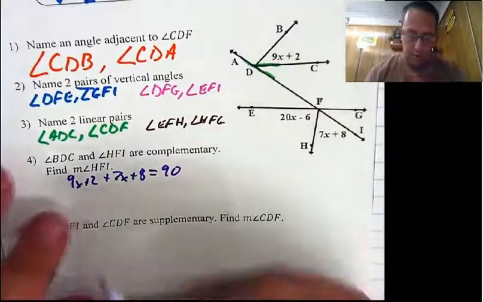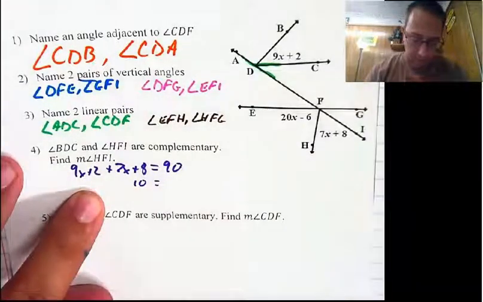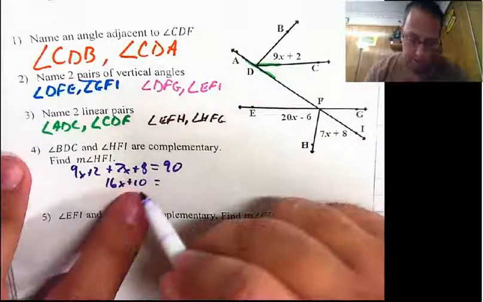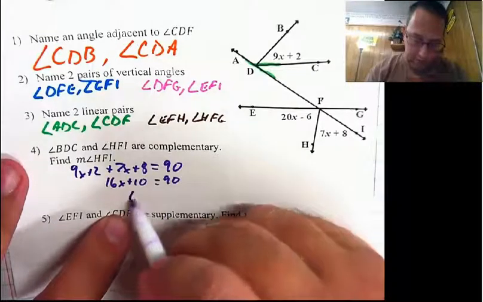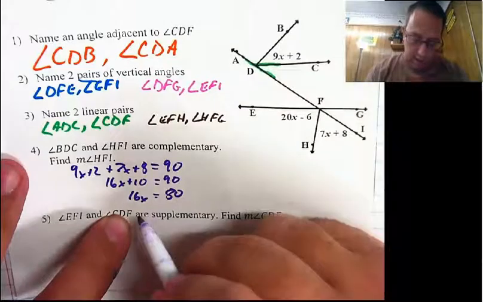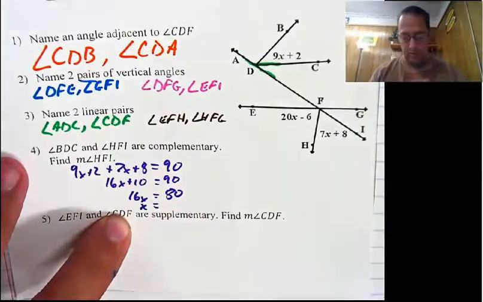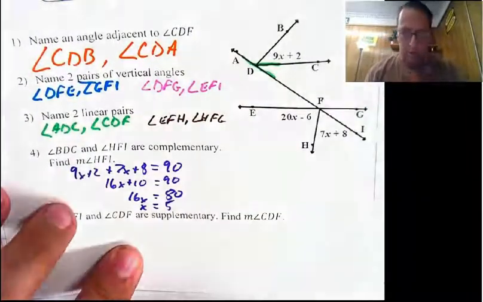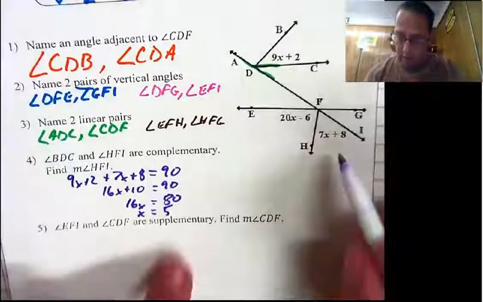Now I can solve for x. First we combine like terms, so that would be 16x plus 10 equals 90. So we subtract 10 from both sides, and 16x equals 80. Divide both sides by 16, and x equals 5. Yep, 5. So x is 5. I'm not asked for x. I'm asked for HFI.